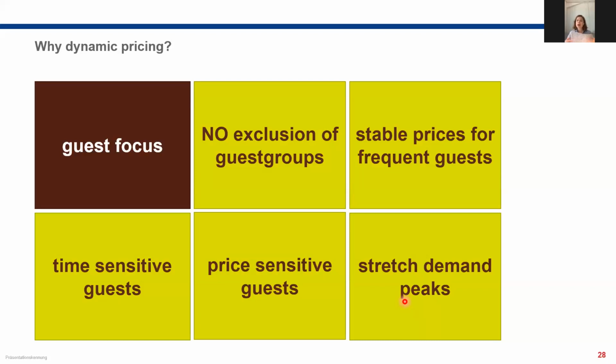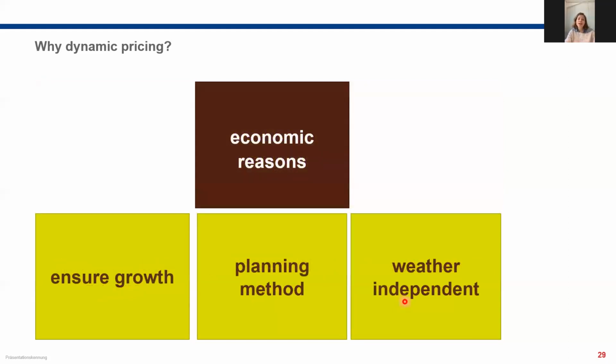I don't like my attraction to be packed with 1,400 guests per day. I would love to have 1,000 guests per day every day, but not those fully packed days. So as I said, for me, it's a lot about guest focus. Being very flexible with the prices means that you have more guests who are price sensitive, time sensitive. You can make everybody happy when they are planning in advance. But of course, having different prices is about economic reasons too.